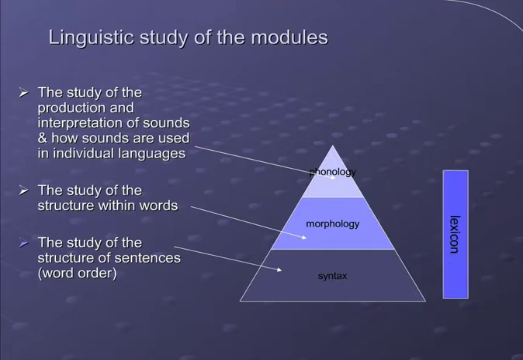Now, apart from the core elements, we also have the lexicon. This is our understanding of the symbols, everything from tree to cat, love, all the different associations that we make in the world around us. These are the core elements, but we have other areas of study within linguistics.